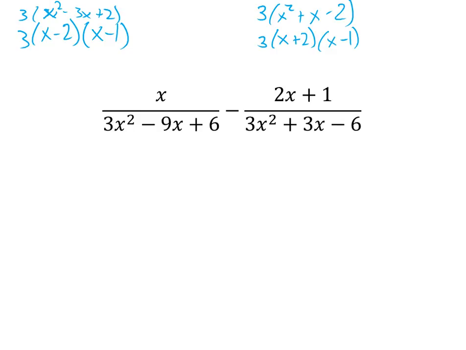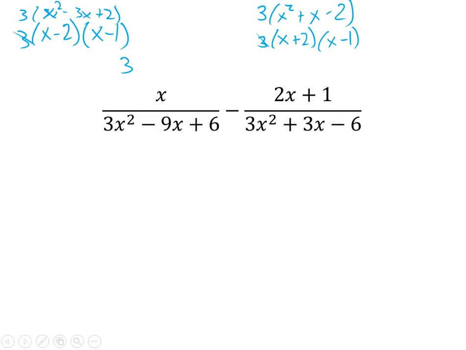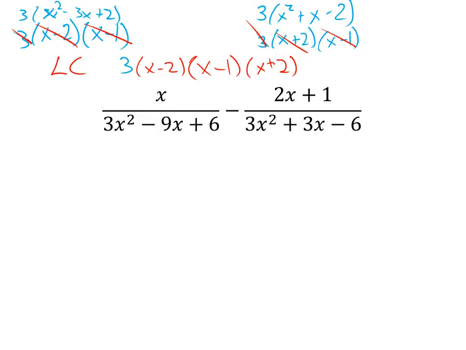Now, what is our least common multiple in these? Well, our least common multiple would have a 3. That's what's the same in both. Okay, let's do a different color. So 3 is the same in both. Then we have x minus 2. Is there an x minus 2 over here? No. So then we have x minus 1. That's the same in both. And then we write everything else that's left. So x plus 2. So there is our least common multiple.